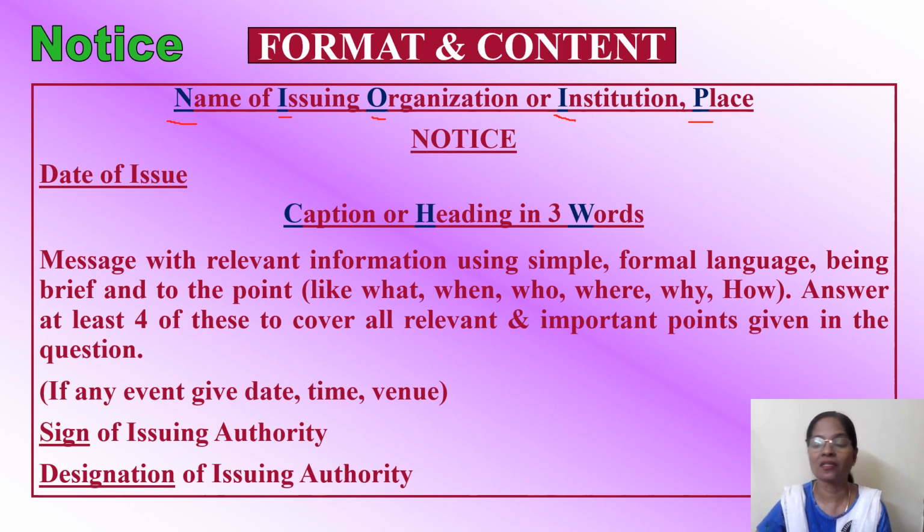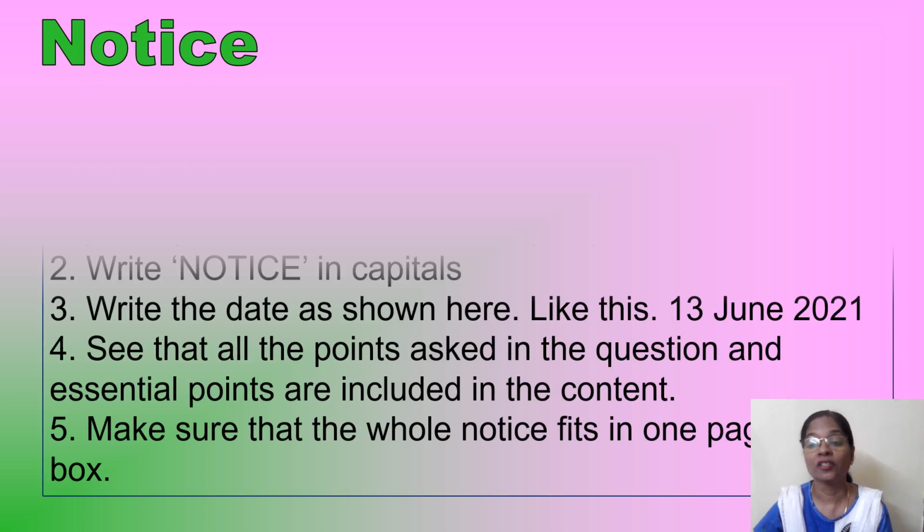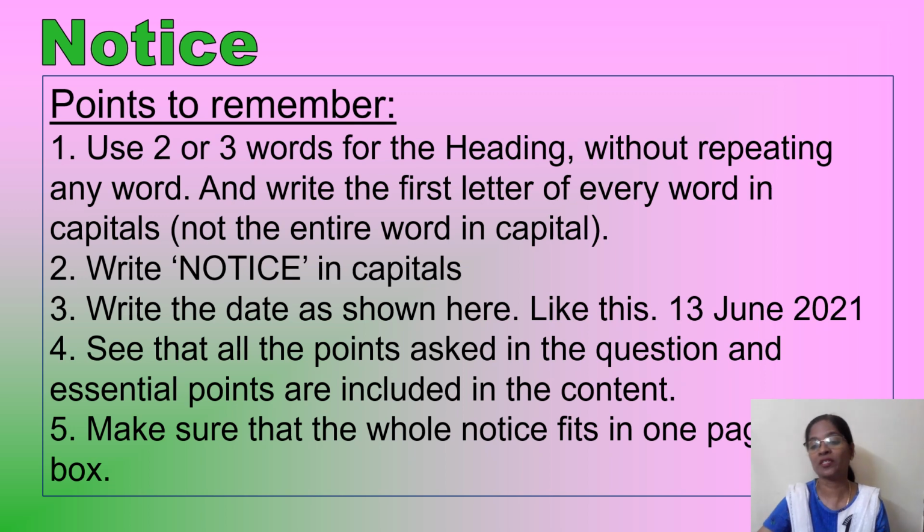And of course the designation of the issuing authority, that is what post, either it is the school pupil leader, the principal, the secretary, or the housemaster, or accordingly whoever it be. So that also has to be mentioned. I will surely show you more samples of these as we go ahead. You have to remember these points which are very, very important.